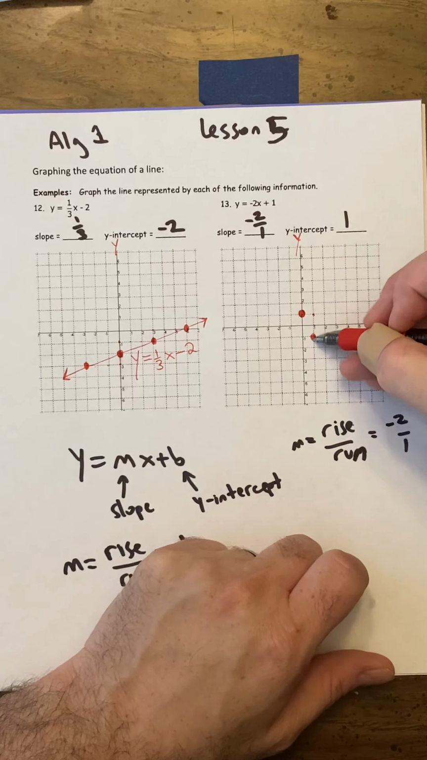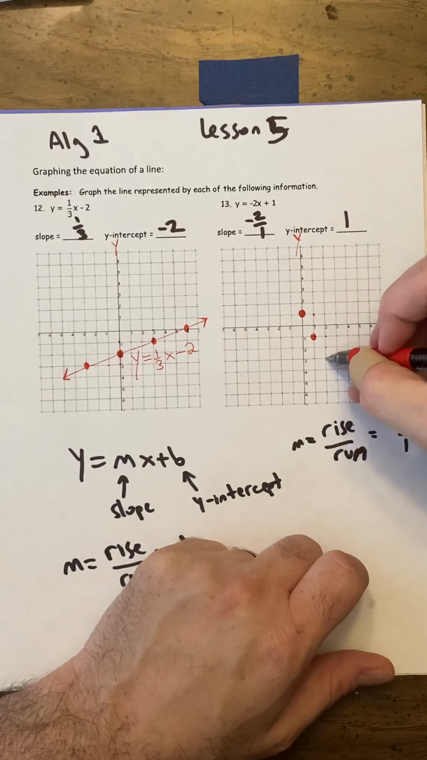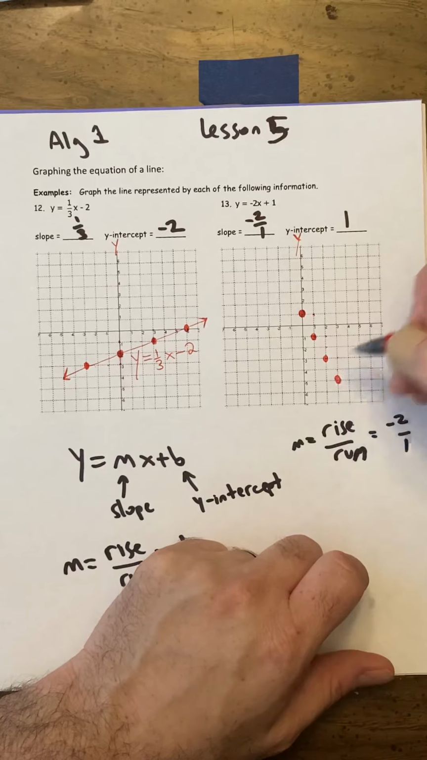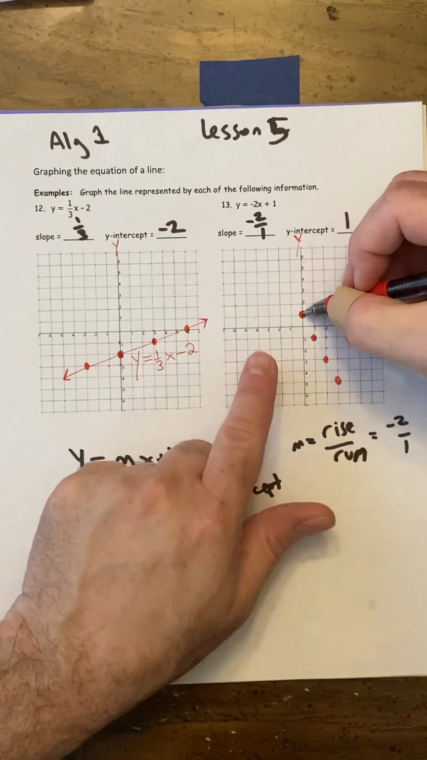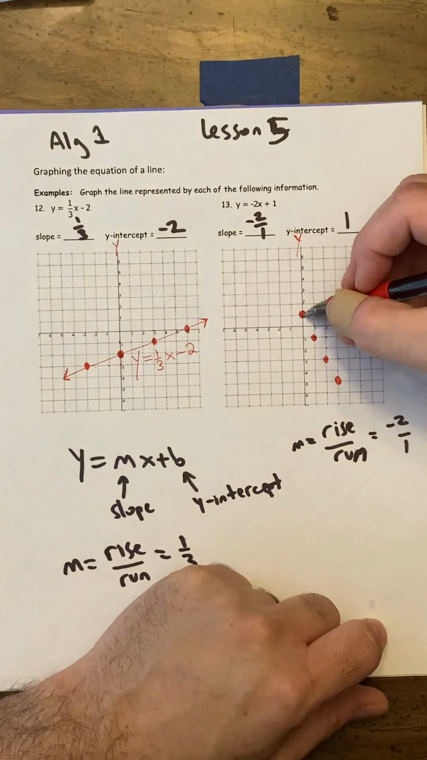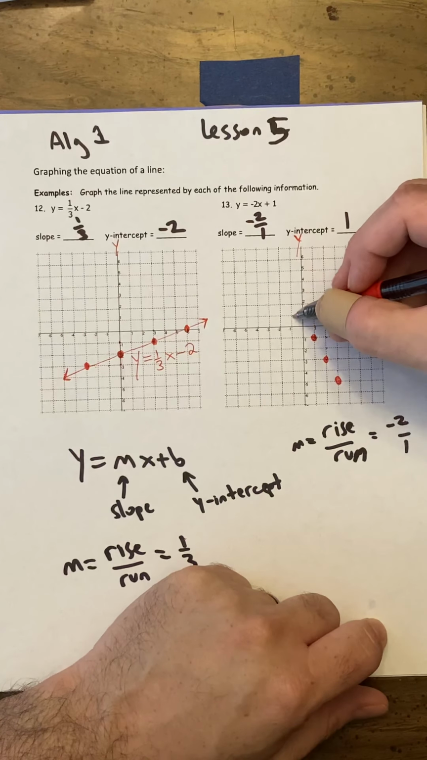And you can continue to do that. You can make a few more points like that. Run 1, go down 2. Run 1, go down 2. And if we go back to our original point, we could follow this pattern backwards. So instead of running and falling, we could go backwards and up.